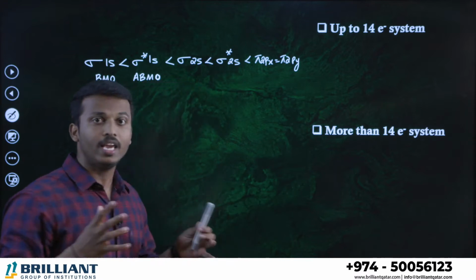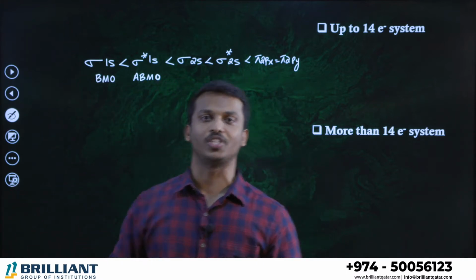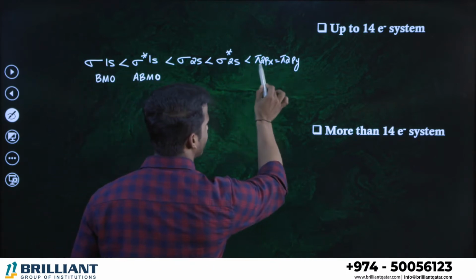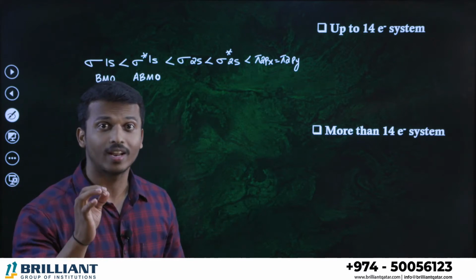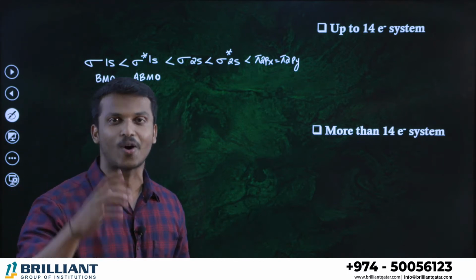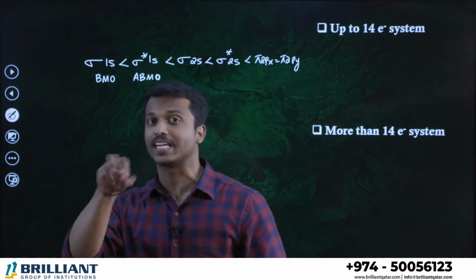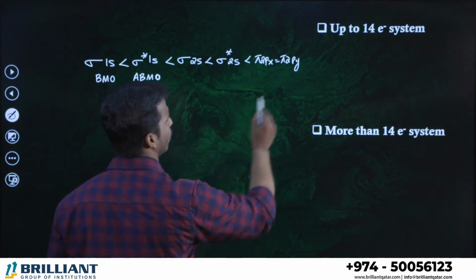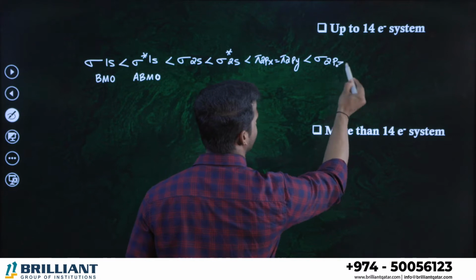Why are they written as equal? Because they have equal energy. All right. Those orbitals having equal energy are known as degenerate orbitals. Those orbitals having the same energy are called degenerate orbitals. Okay. Now after pi 2px equal to pi 2py, we go with another one, sigma 2pz.